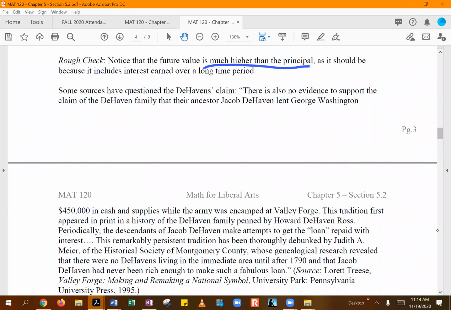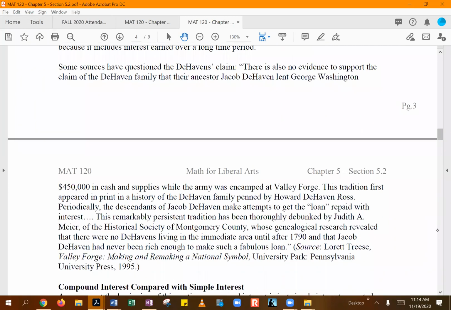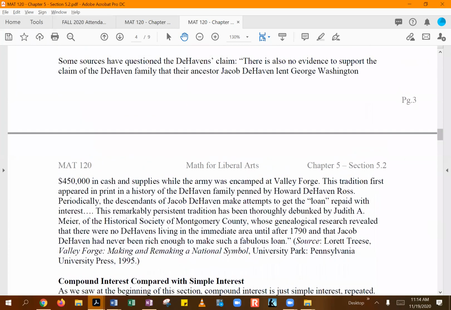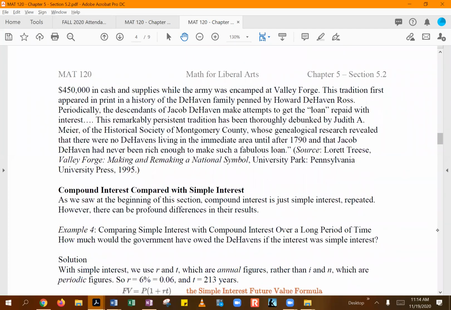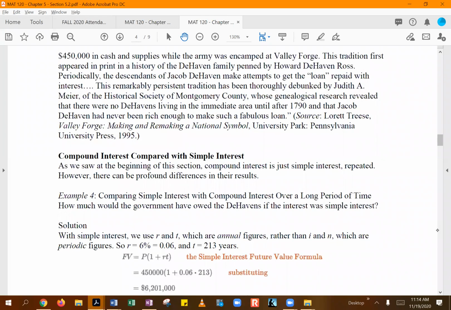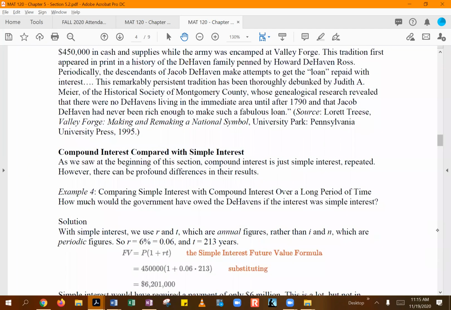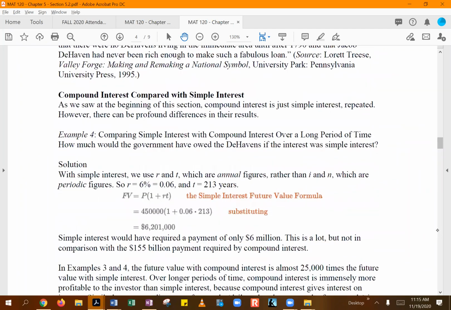So they're basically saying, and if you look at this paragraph here, that there's no evidence to support the claim that the DeHaven family lent that money to George Washington. They're saying a little detail about the tradition first appeared in print in a DeHaven family history, and the descendants made attempts to get the loan repaid, but there's evidence to show that may not have been true. So obviously that lawsuit did not go anywhere, and they did not get paid for that. But you can read some of this description over here.